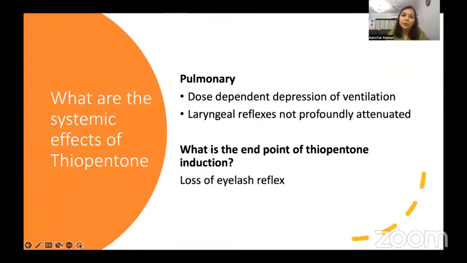Pulmonary, it causes dose-dependent depression of ventilation. Also, the laryngeal reflexes are not profoundly attenuated, so there are high chances of laryngospasm in patients receiving thiopentone whose depth of anesthesia is not maintained. Similarly, there was an endpoint in induction for propofol, loss of response to the verbal command. What is the endpoint for thiopentone induction? It is the loss of eyelash reflex. When you're giving thiopentone, you must have noticed your seniors checking the eyelash reflex; they are checking the endpoint for thiopentone induction.